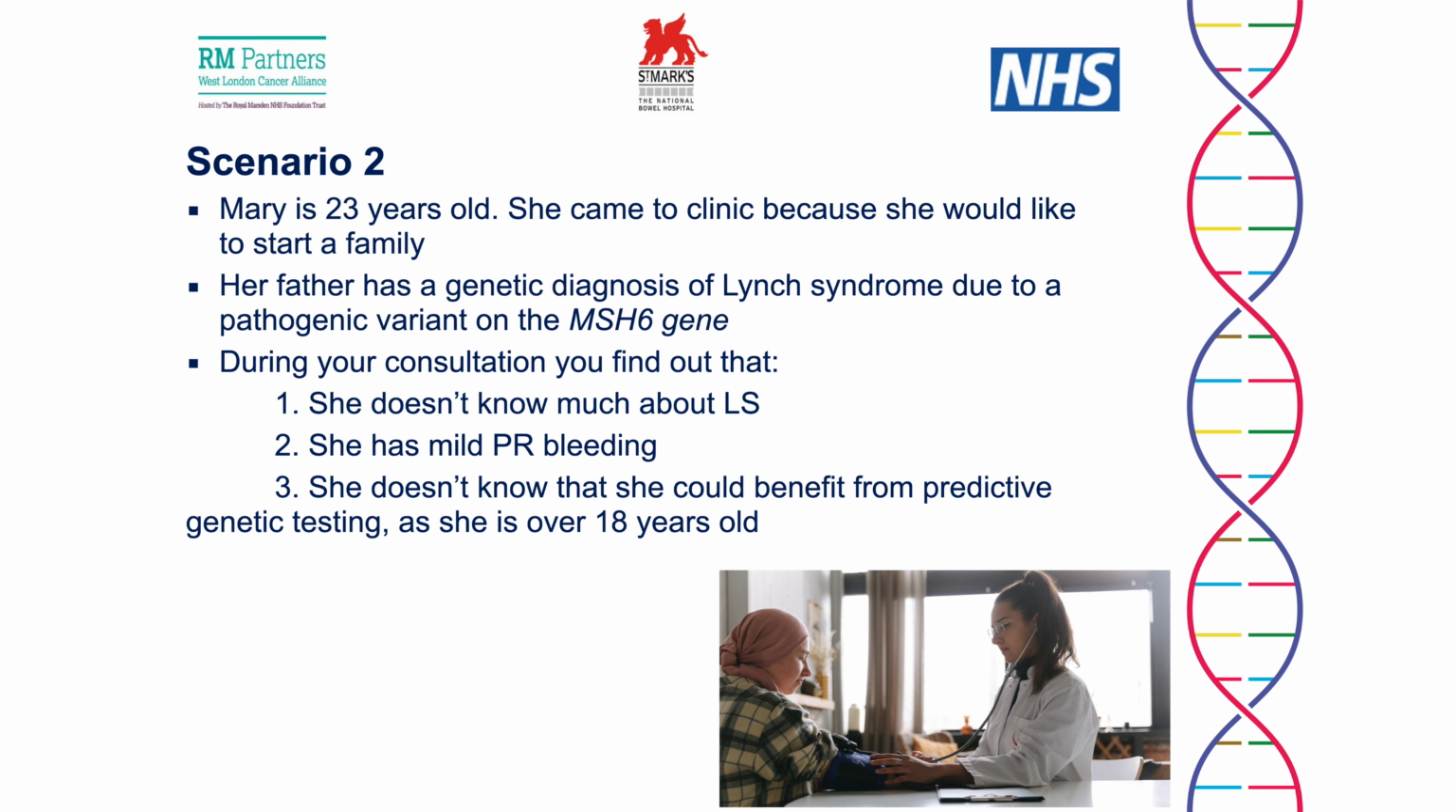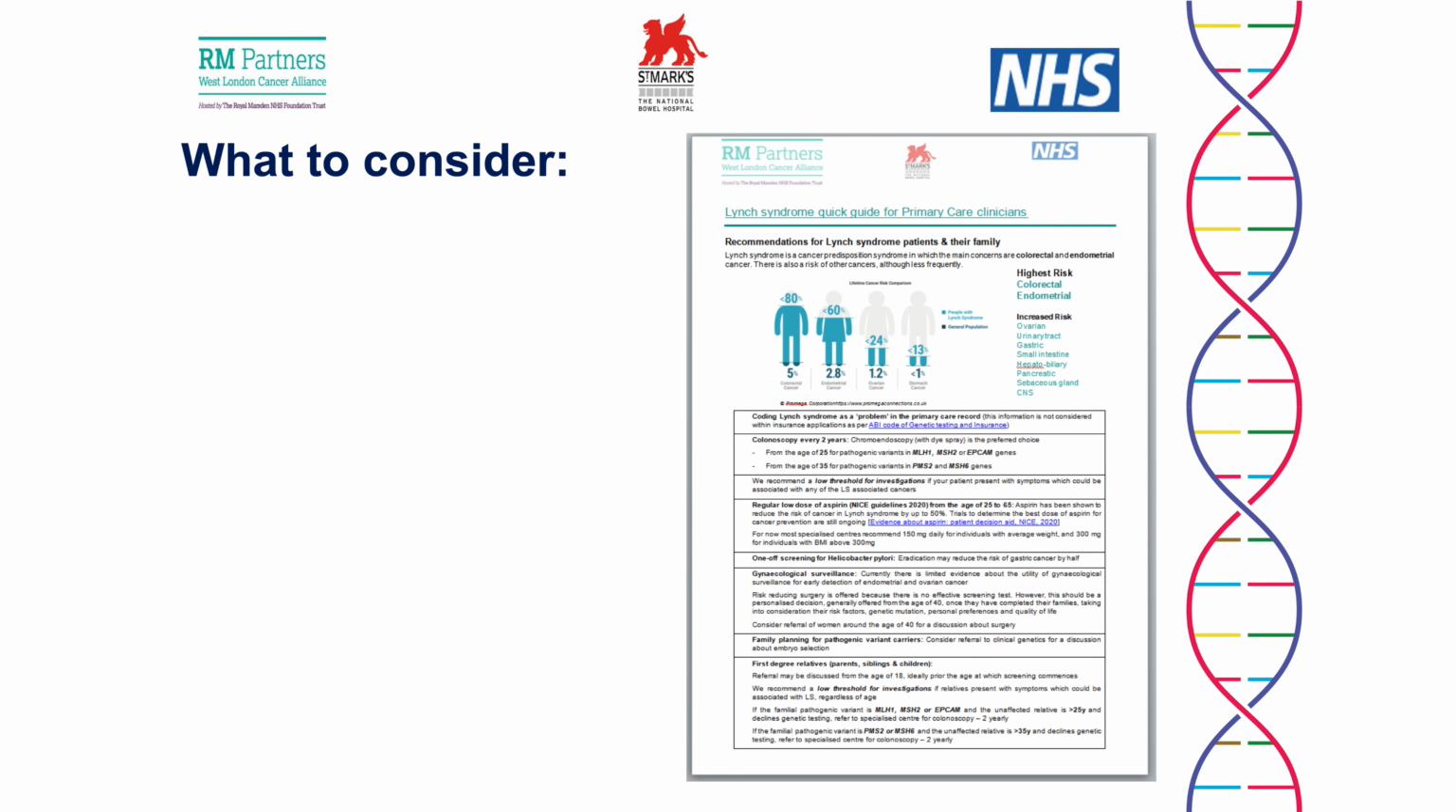During your consultation, you find out that: 1. She doesn't know much about Lynch syndrome. 2. She has mild PR bleeding. 3. She doesn't know that she could benefit from predictive genetic testing as she is over 18 years old. The guide will help you identify the main concerns for this patient.